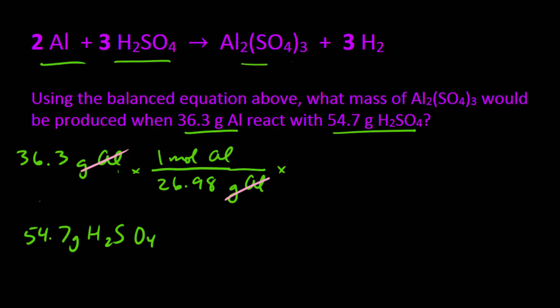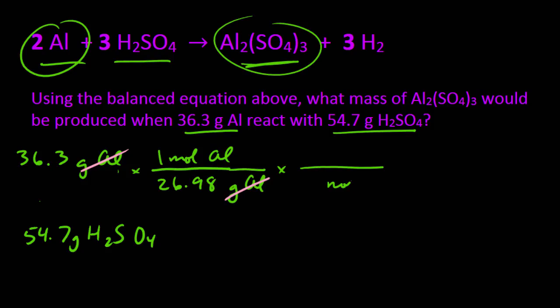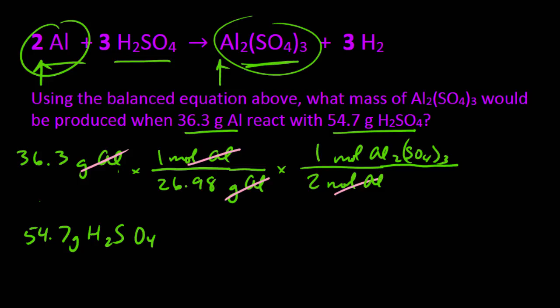Now again, we're trying to work towards aluminum sulfate. So to get over to aluminum sulfate, we need to use the molar ratio and relate moles of aluminum to moles of the aluminum sulfate. So we put the moles of aluminum on the bottom and the moles of the aluminum sulfate on top. To get the numbers out front, we look at the coefficients on the balanced chemical equation. And we see that we have 2 moles of aluminum for every 1 mole of aluminum sulfate. Moles of aluminum cancel out.